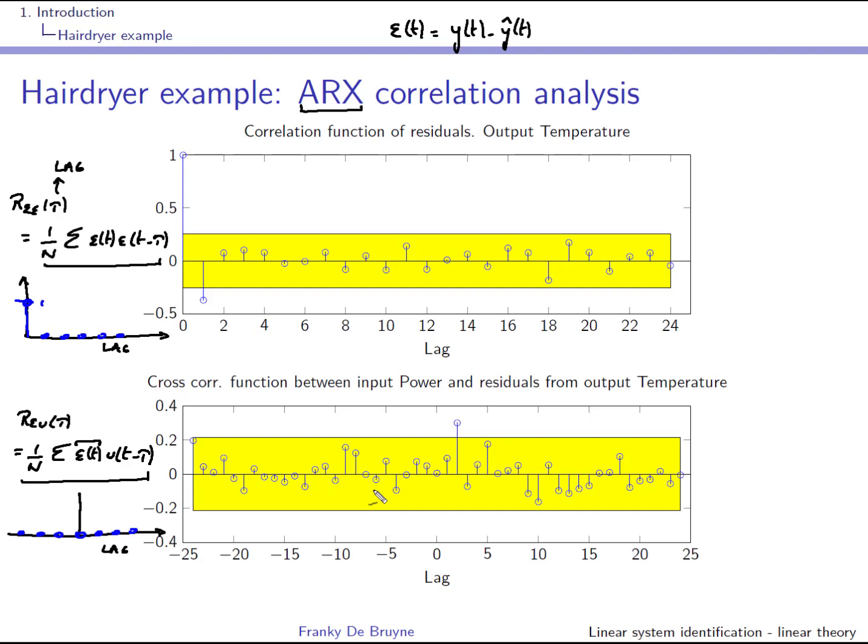Okay, so this is roughly explaining how you do a correlation analysis. So you can see that the identified model is looking rather well, because as you can see, for most lags except for lag 0, but this is normal here, the correlogram falls inside this interval here in yellow. So we'll come back to that later in the course.